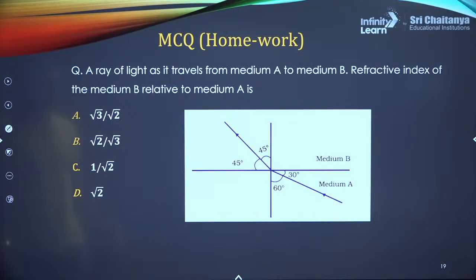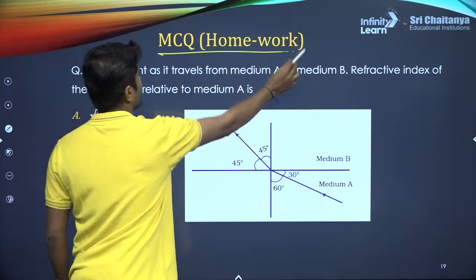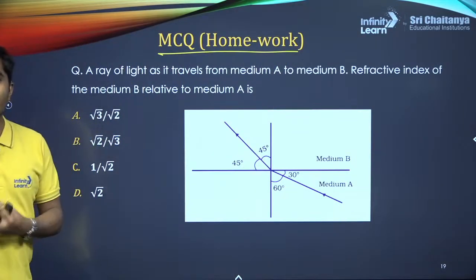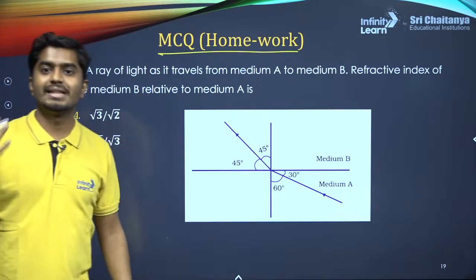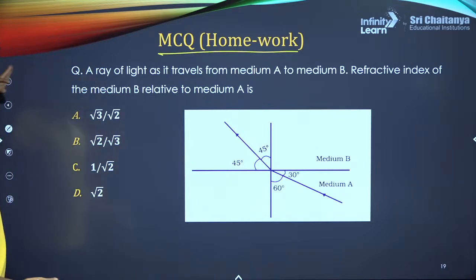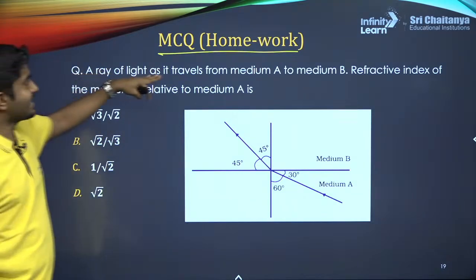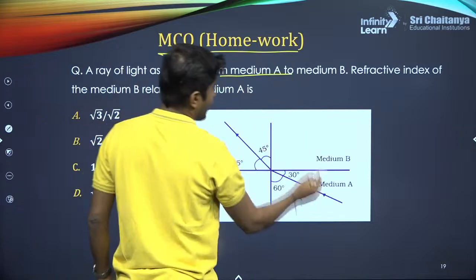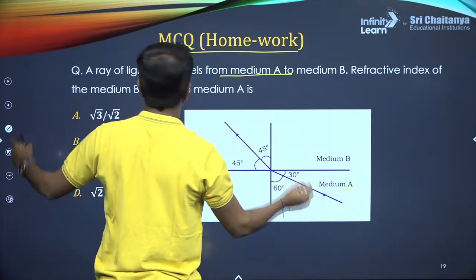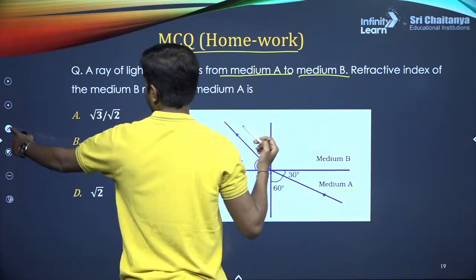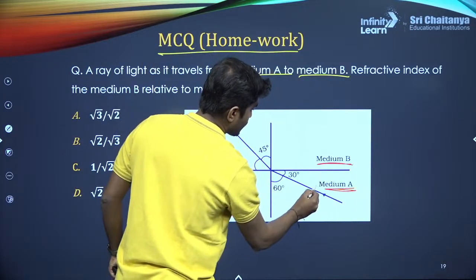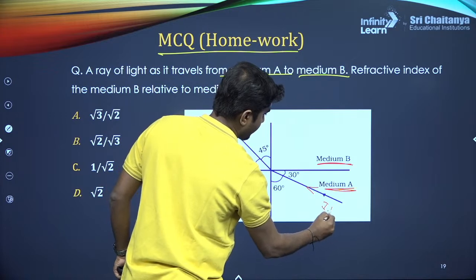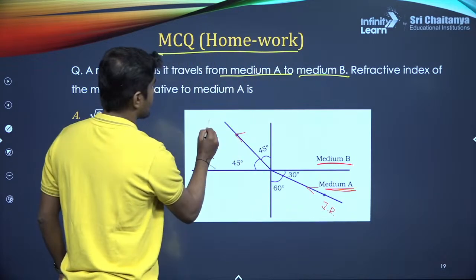Now this is your homework. I'll explain the homework. You can solve and type your answers in the chat so that we can take this question in the next class. So I'll explain the question. A ray of light travels from medium A. So here there is medium A. It is traveling from medium A to medium B, right? There is an incident ray, and this is the refracted ray.